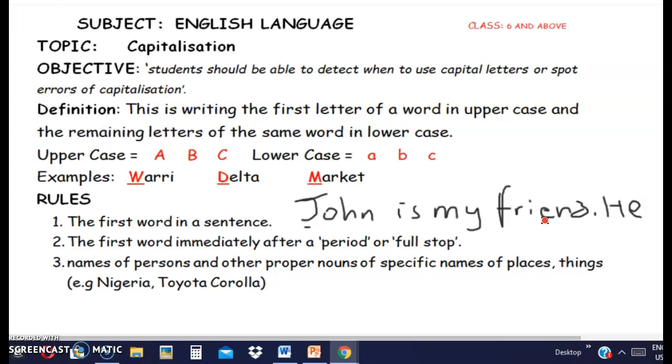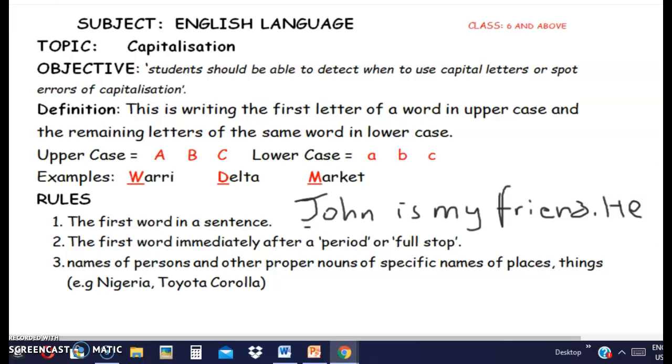The second rule is the first word immediately after a period or full stop. Now, if I am to continue writing after I have said something about John being my friend, the next word there is he. If I were to replace John with a pronoun, he has to be written in capital letter. Then I could go on to say whatever I want to say about him. I could say he is so nice to me and so on and so forth.